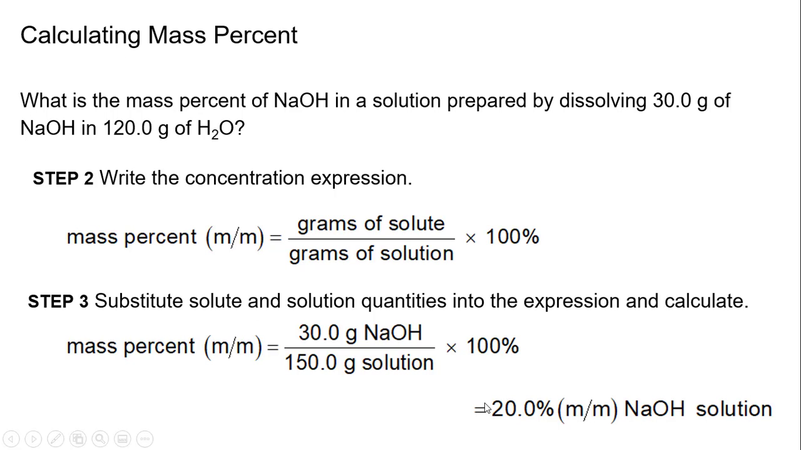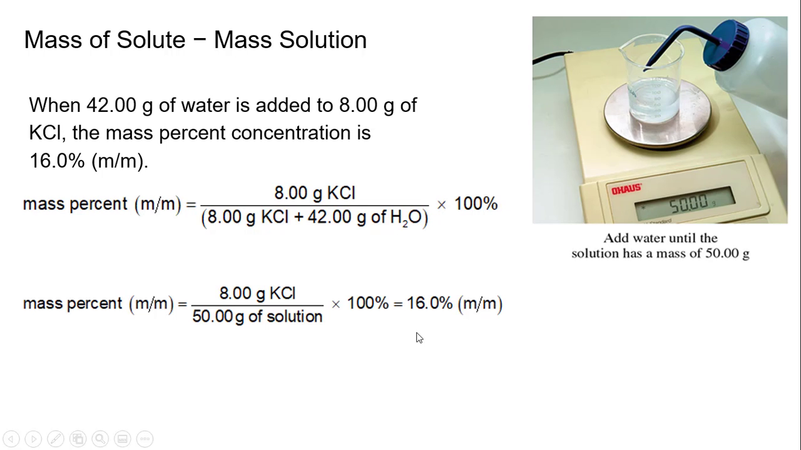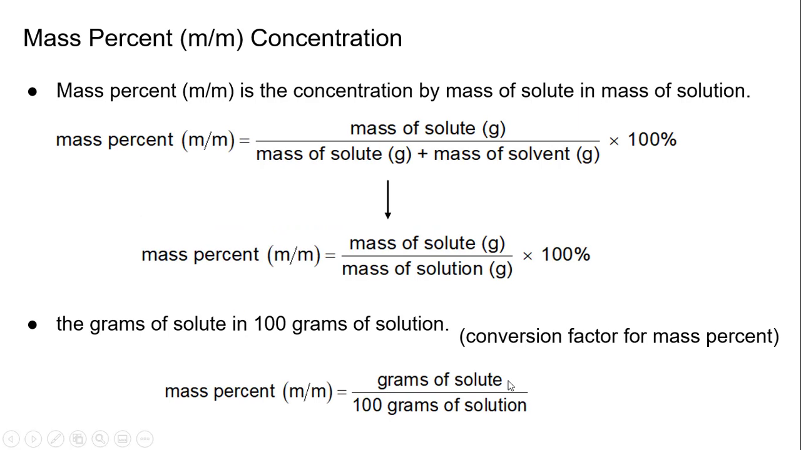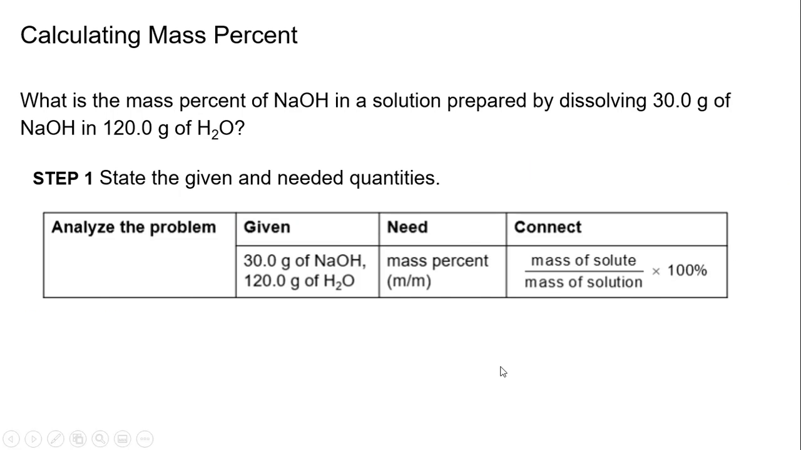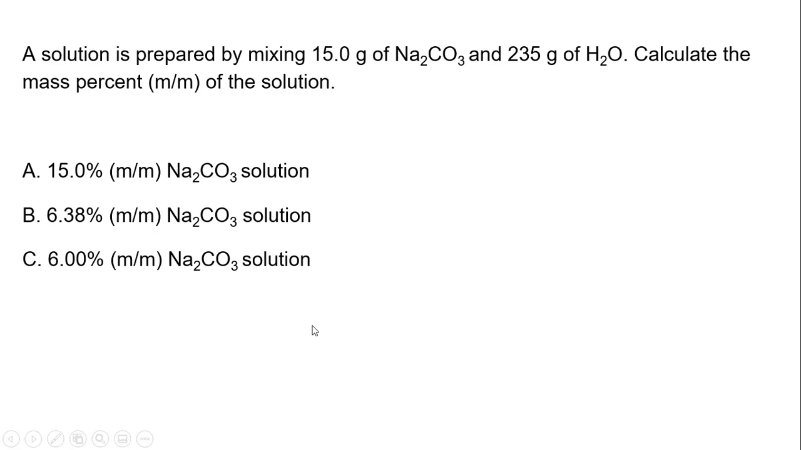Now this is an example here. If we're given a problem with 20%, what this means is that the 20 would go here in grams of solute over 100 grams of solution. So we are able to convert back and forth if you're given a percent, because percents are always out of 100.